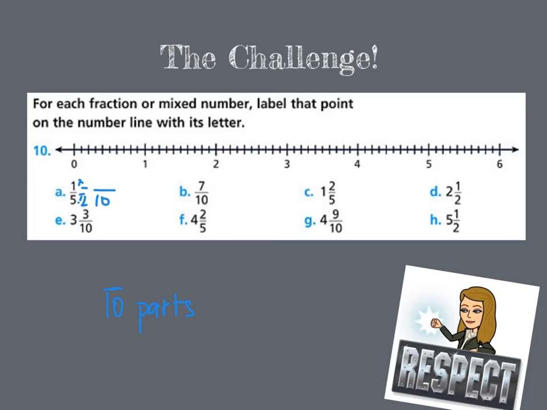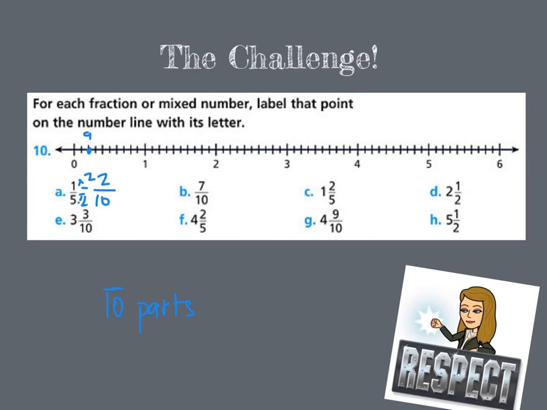So that means I need to do the top number times 2 as well. So 1/5 is equal to 2 tenths. Now there's no whole number, so that means it's less than 1. So 2 tenths would be 1, 2. So I've already found the first point here. So I'll label that point A, right above 2 tenths.